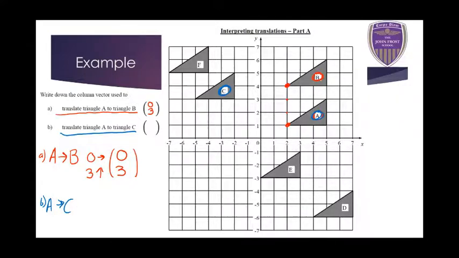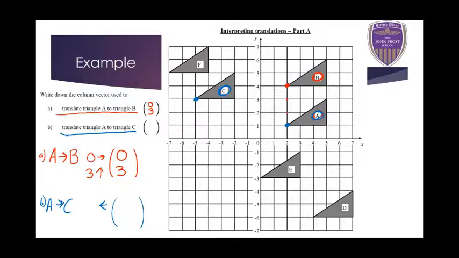Again, we're going to pick two of the same points on both triangles. So I'm going to pick the bottom left corner again, there and there. Now, going left or right, how many spaces do I have to move to get under this point on C? Well, I have to go left first of all, so I know I'm going to go left.